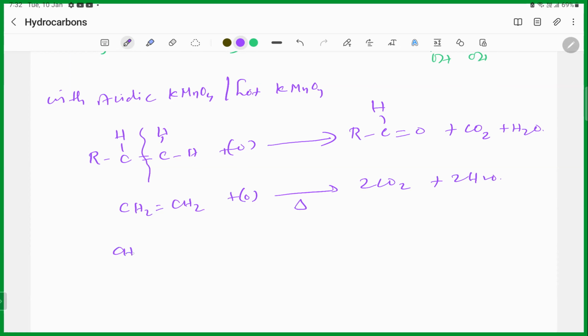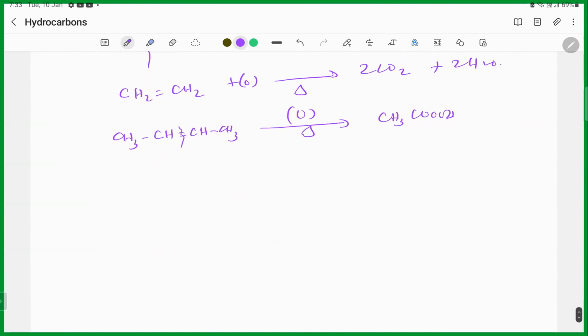Suppose you are using butene, when it is oxidized, it will give acetic acid. First it will give acetaldehyde, aerial oxidation takes place, and then it will give acetic acid as the product. And the final reaction is ozonolysis.